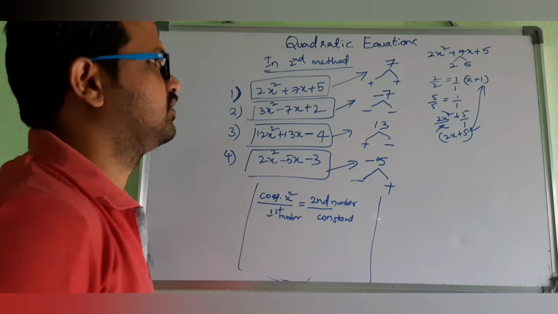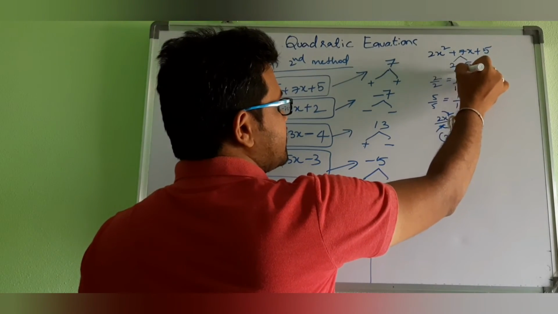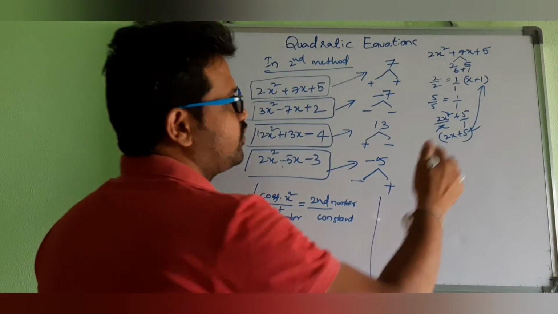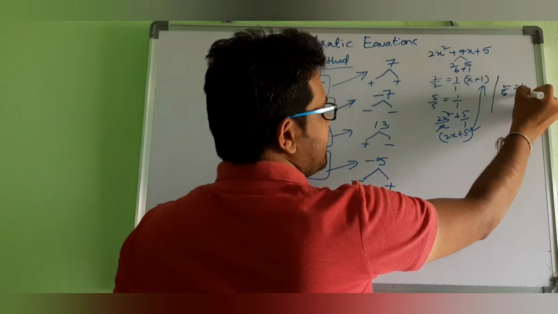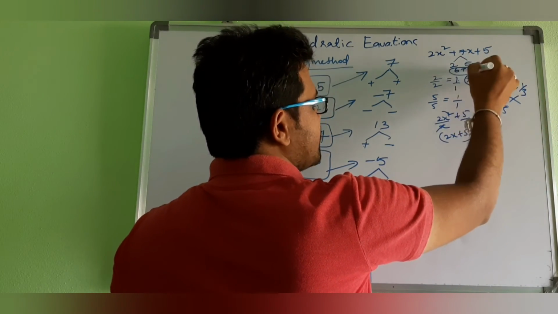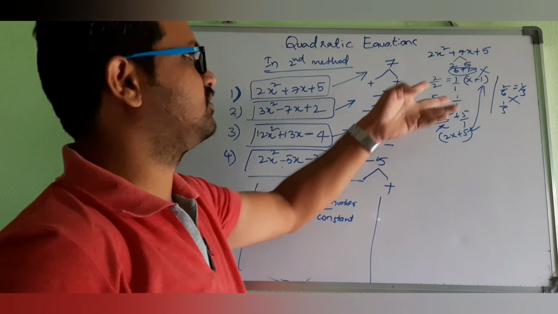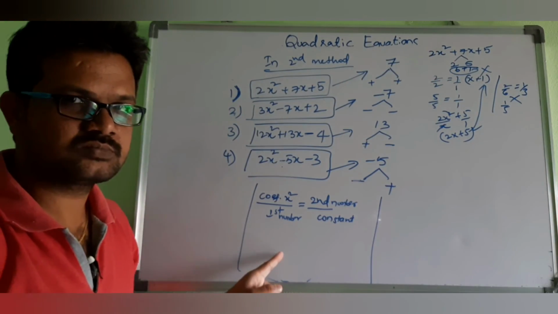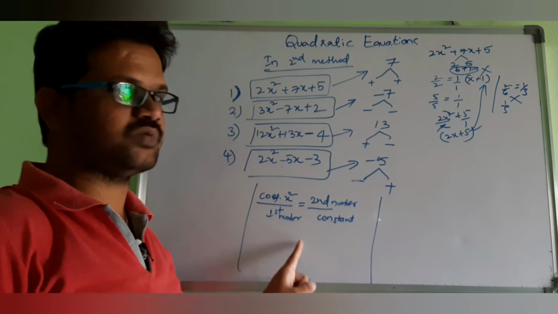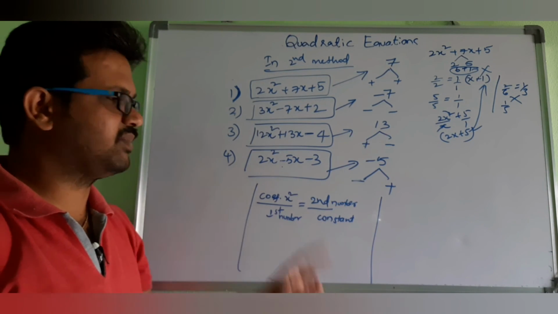The ratio is the same, right? If you write 6 plus 1, sir, why do we have to write 2 plus 5 directly? Can I write 6 plus 1? 6 plus 1 is also 7, but 2 by 6 is how much? 1 by 3, and this is 1 by 5. The ratio is not the same, so that's why we cannot take that. 6 plus 1 we cannot take, and 1 plus 6 also we cannot take. The ratio must be the same. Coefficient of x square divided by first number is equal to second number divided by constant.